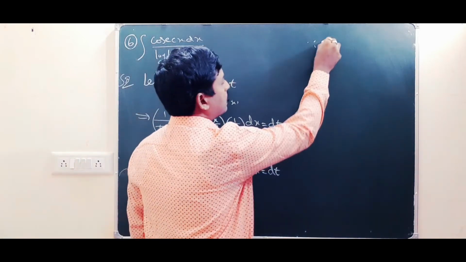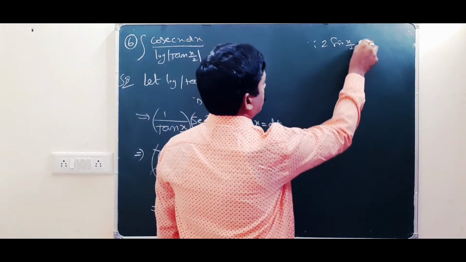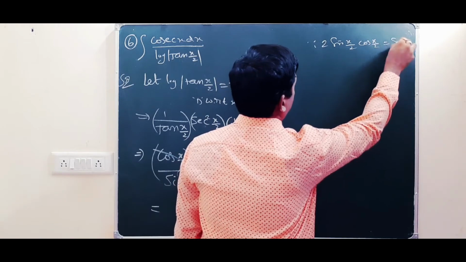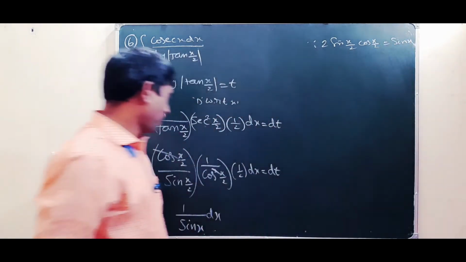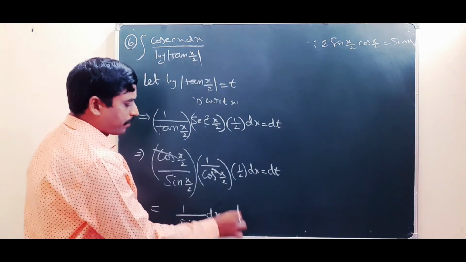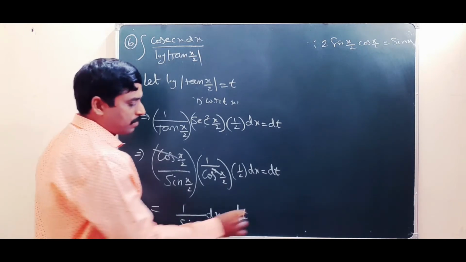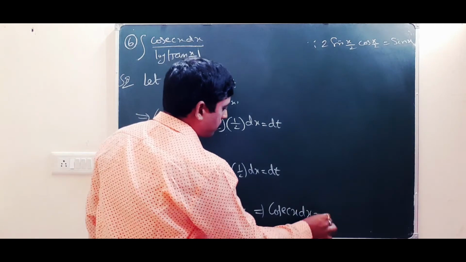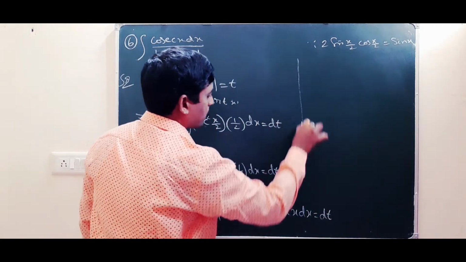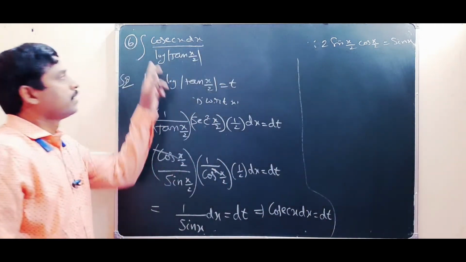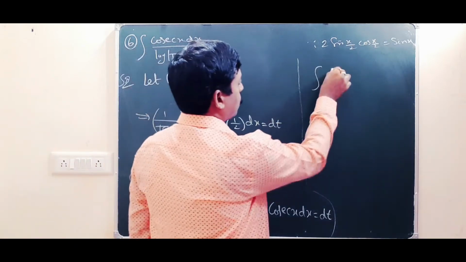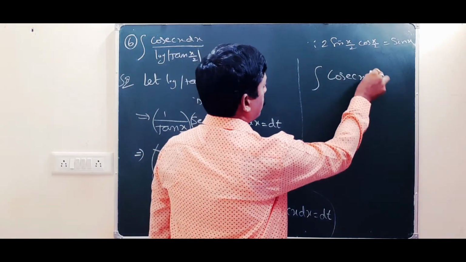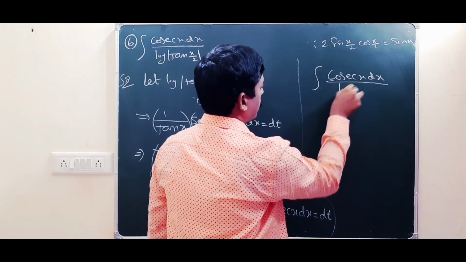Okay. So 2 sin(x/2) cos(x/2) — this formula is sin x. So that is equal to dt. So 1 by sin x is nothing but cosecant x, so cosecant x dx is equal to dt. So what is the statement? This is the statement: integral of cosecant x dx by log of tan(x/2).